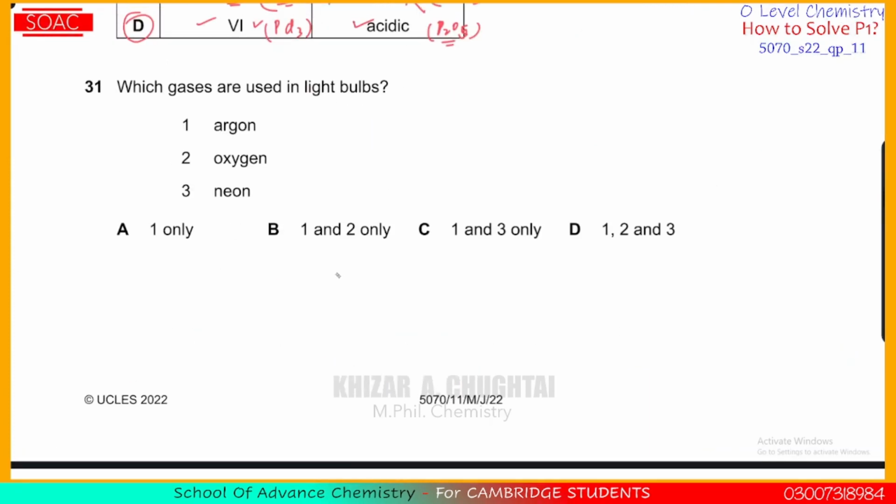Question number 31, which gases are used in a light bulb? Number 1, argon, yes. Oxygen, no. Neon, maybe, because these two are inert gases, so they can be used for the generation of an inert atmosphere. So 1 and 3, C is the correct option.